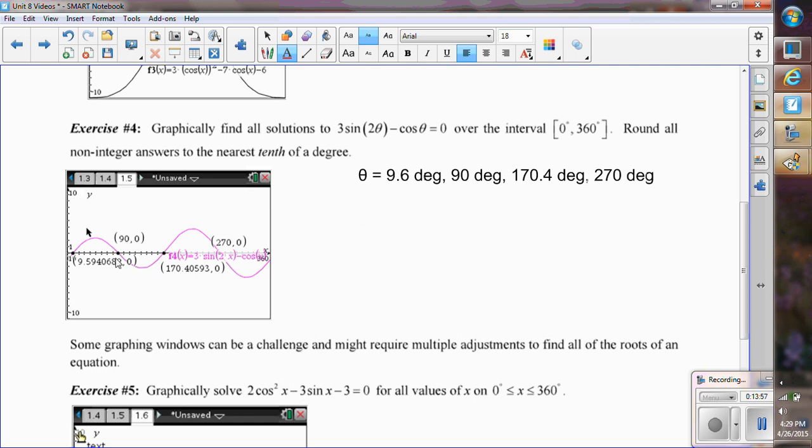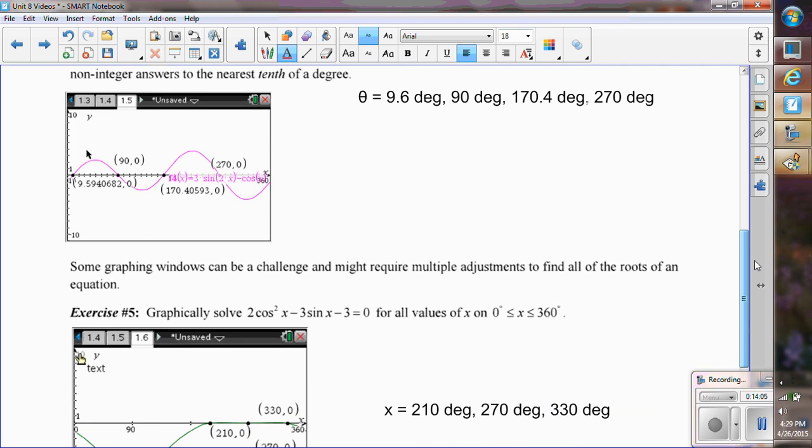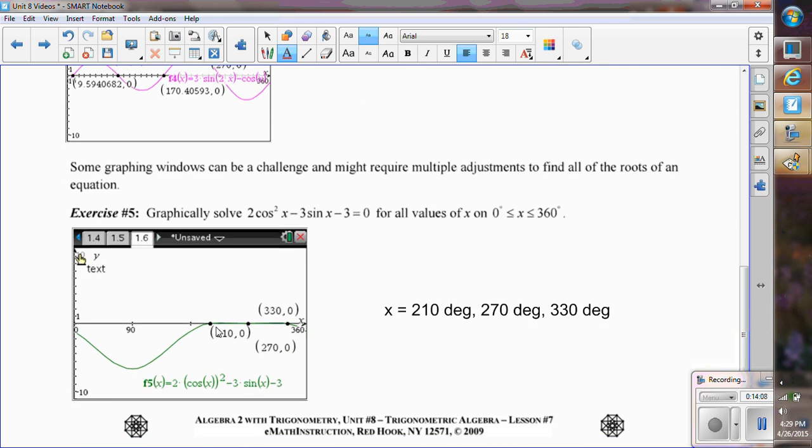If you notice, there are 4 places where it crosses the x-axis, so there are 4 zeros: 9.6, 90, 170.4, and 270. In the last one, you notice that they all cross right around. They don't really seem to be doing much except crossing very carefully. There are 3 zeros to this: 210, 270, and 330. And they just say some graphing windows can be a challenge and might require multiple adjustments. This is especially true if you're working with an older 83 or 84. The Nspire doesn't really apply to.